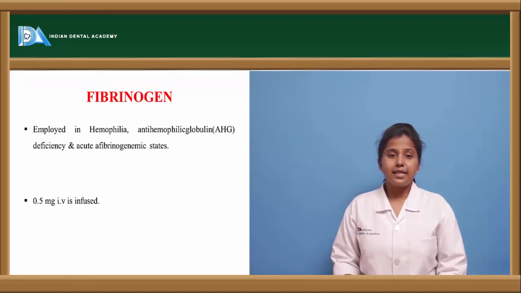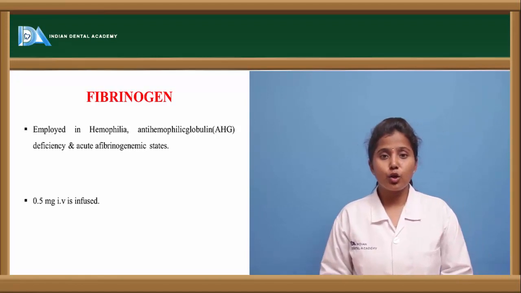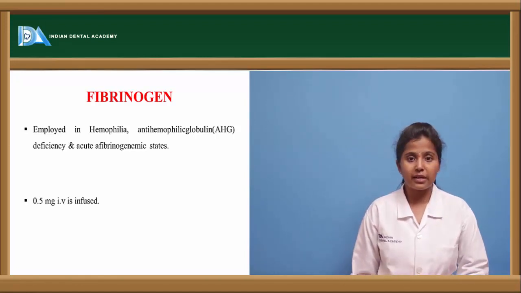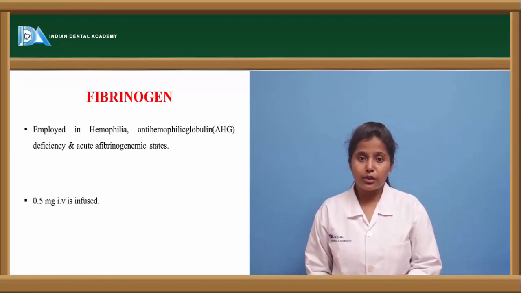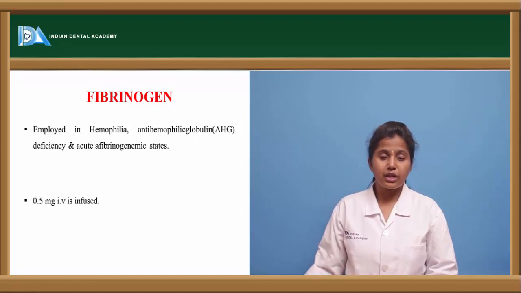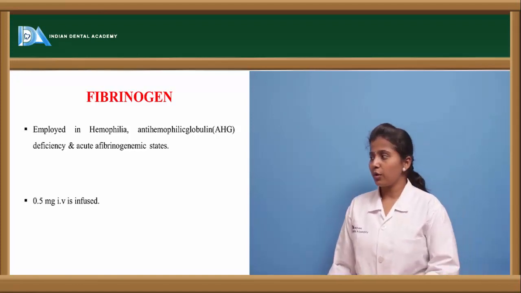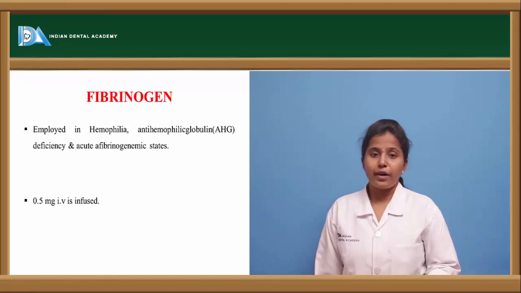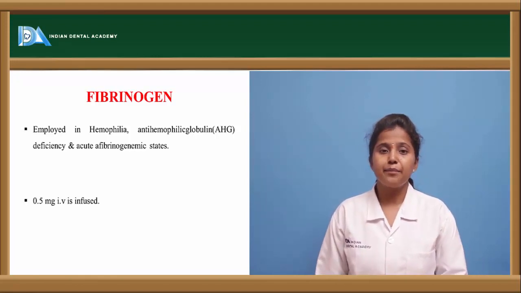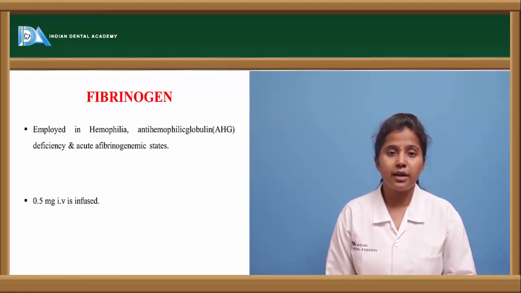So let us see the other miscellaneous drugs which are acting as coagulants. Majorly vitamin K is the only one marketed, but there are other coagulants also, which are called miscellaneous drugs. The category includes the first drug called fibrinogen. Fibrinogen is a coagulant which is mainly employed in the condition called hemophilia.